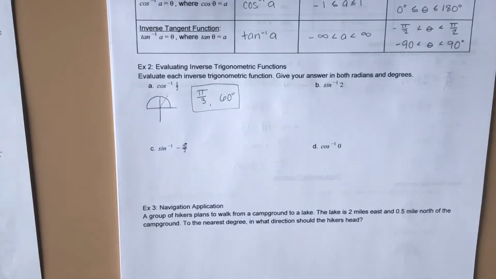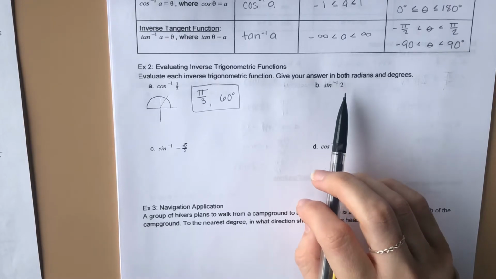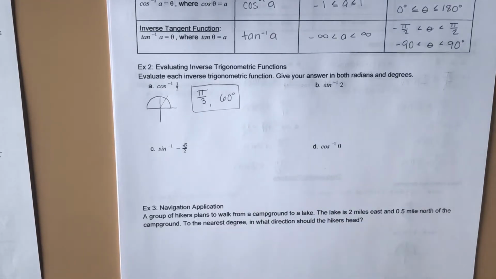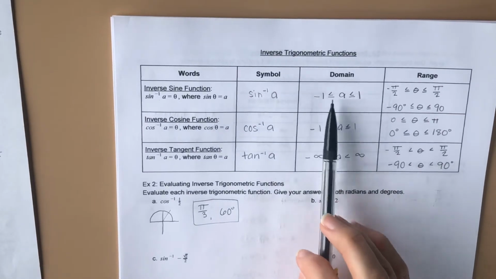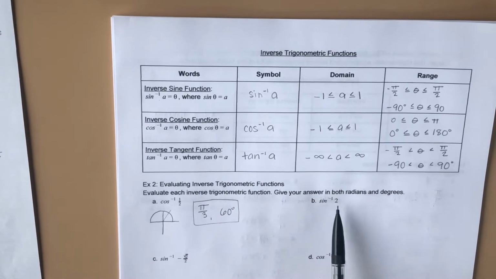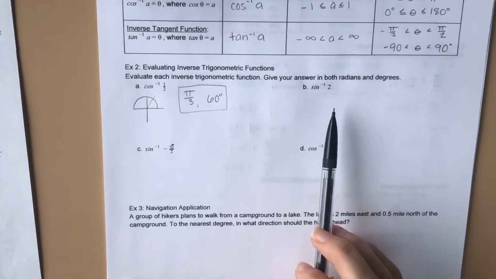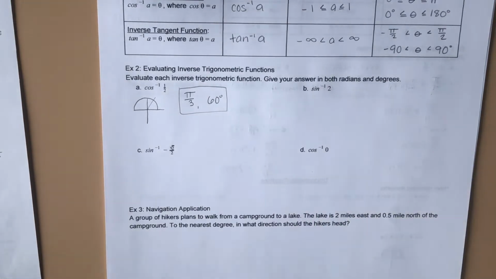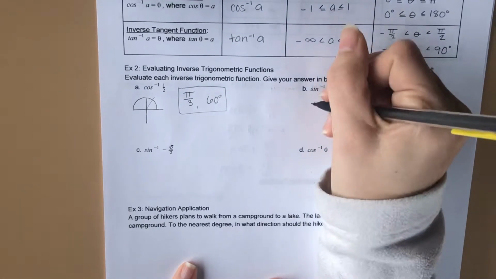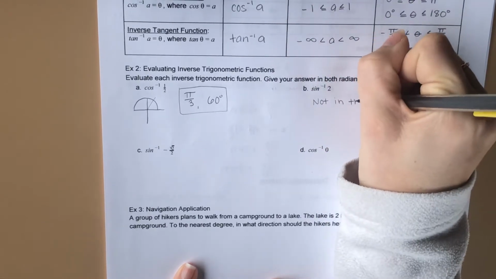Okay, so then B, I have sine inverse of 2. This one is kind of a trick question. If you look at my sine, my domain of A, so this is the A value, has to be between -1 and 1. Since this is a 2, it is not in our domain, so there is no solution, so you just put not in the domain.